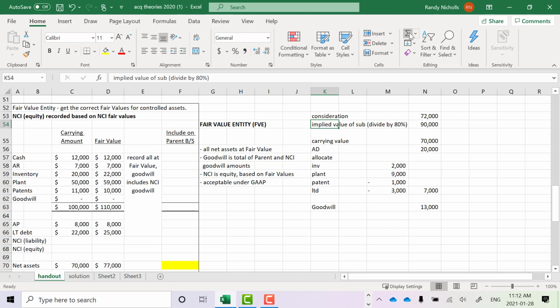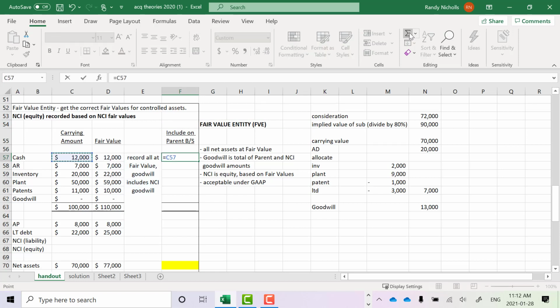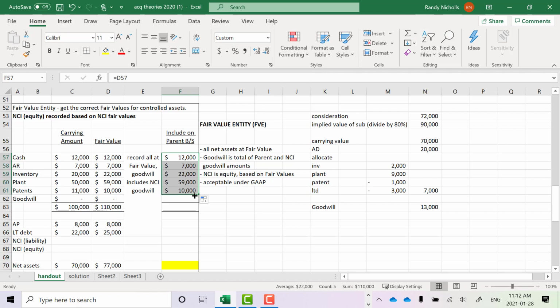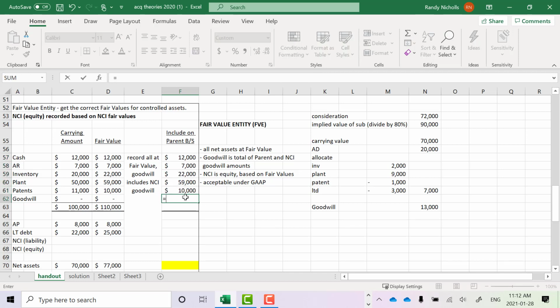And I'll go into a different way of doing that in the next video because I want to get this done. So what do I include on the parent company balance sheet? Again, much easier. I'm just going to include fair value. My goodwill I calculated. My liabilities I'm going to pick up at fair value. And then I've got NCI. Again, this would be an equity account.